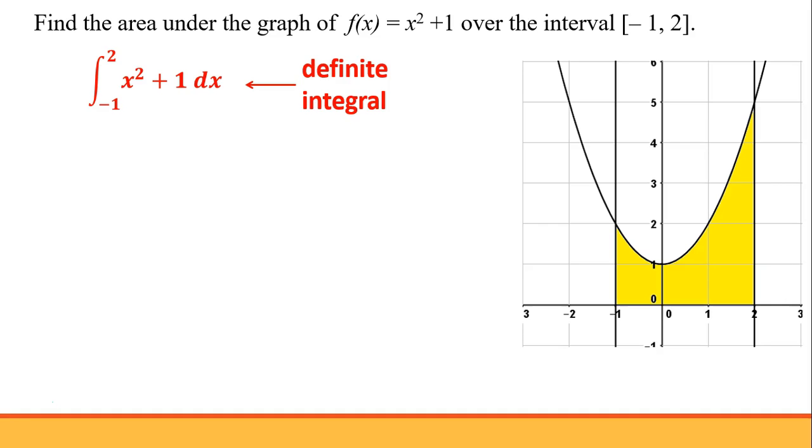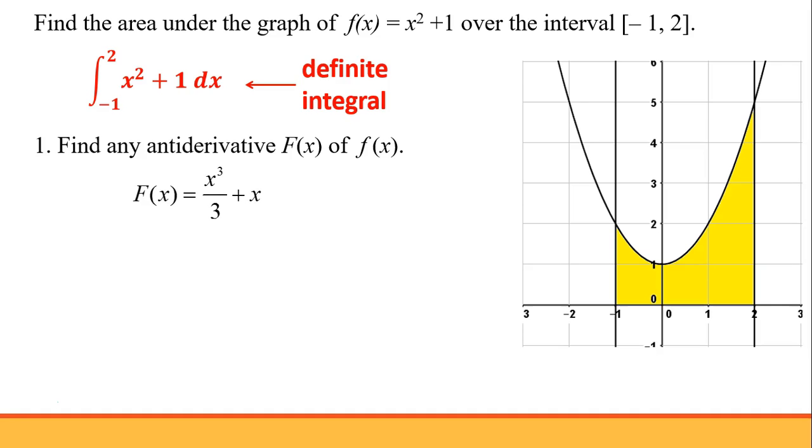Well, we can use the definite integral to find that exact area. Here's how we're going to do it. The first thing we'll do is find the antiderivative of the function f of x. In this case, find the antiderivative of x squared plus 1. Now we can use any antiderivative of that function, so we'll choose to use 0 for c, which means in this case the antiderivative is x to the third over 3 plus x.